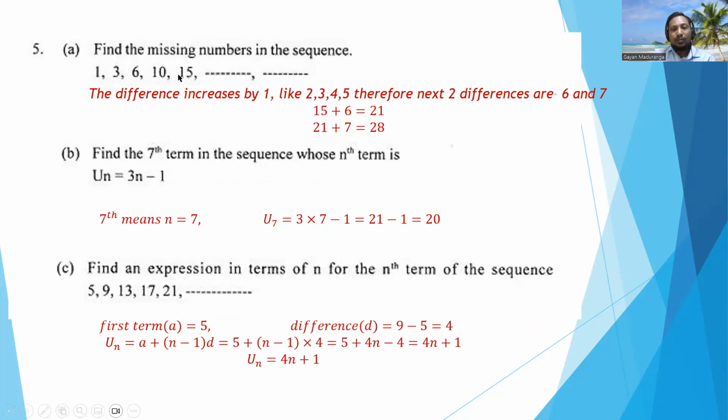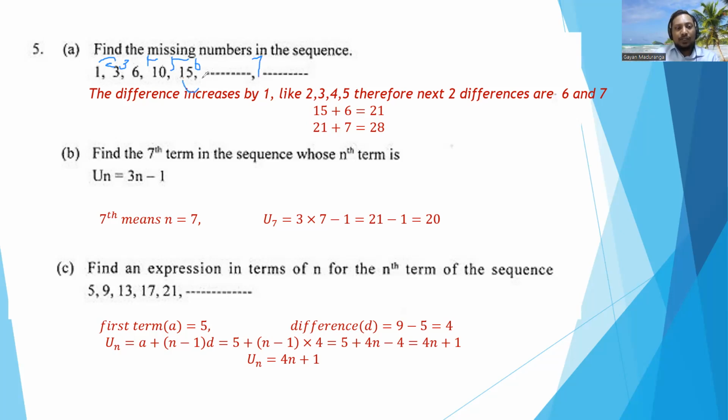Right. Question number 5. Find the missing numbers in the sequence. Children, just try whether you can do it. 1, 3, 6, 10, 15. See what happened to the difference. First 2, and then 3, and then 4, and then 5. The difference is increasing by 1. So the next difference should be 6, and then the next difference should be 7.